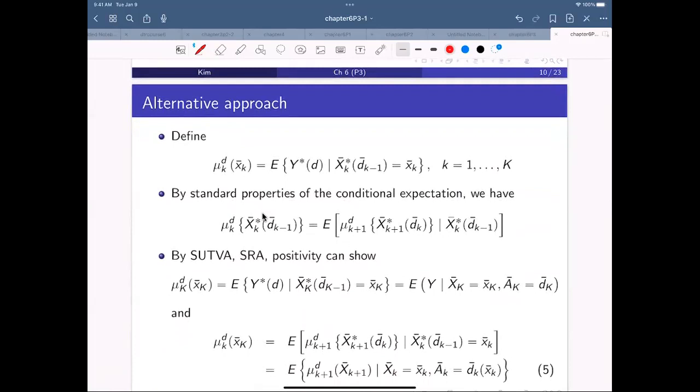Okay. So it could be K equal 1, then you are conditional on X1 only. K equal 2, you condition on X1 and X2, something like that. Then if you use this definition, you will get this property, right? Basically, Y star given X1 is a conditional expectation of the conditional expectation of Y star given X1 and X2, conditional on X1, right? So that is basically this property.